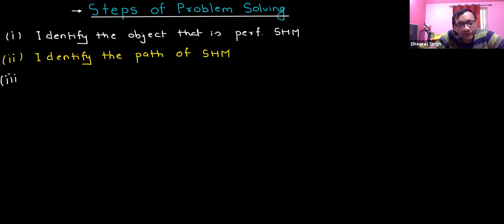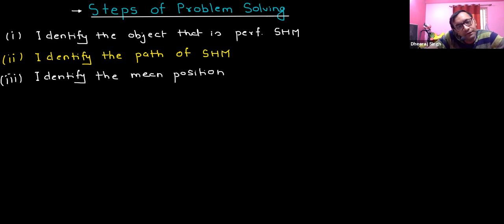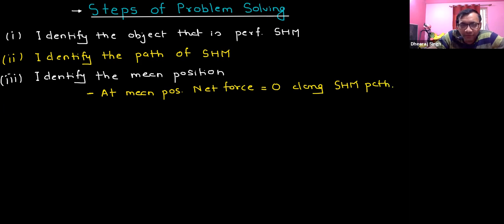Then what should I identify, everyone? What is the next thing to identify for an SHM? Identify the mean position, correct. How do you identify the mean position? At the mean position, net force is equal to zero along the SHM path. Along the path of SHM, you need to find out at what location net force is zero.